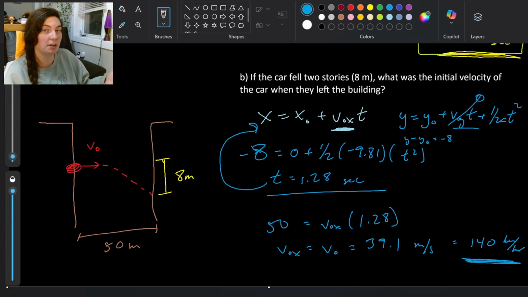It may be a powerful enough car that it was able to get up to 140 kilometers per hour before they made the jump. So this is something that is a little more realistic. That maybe if the car did go down by a couple of floors, like it looks like it did in that shot, this could be a stunt that is plausible in real life.